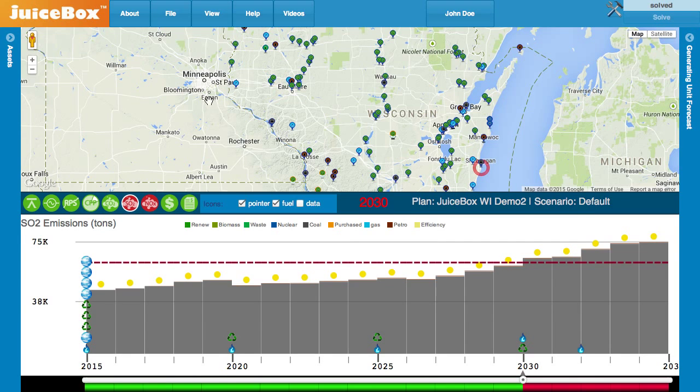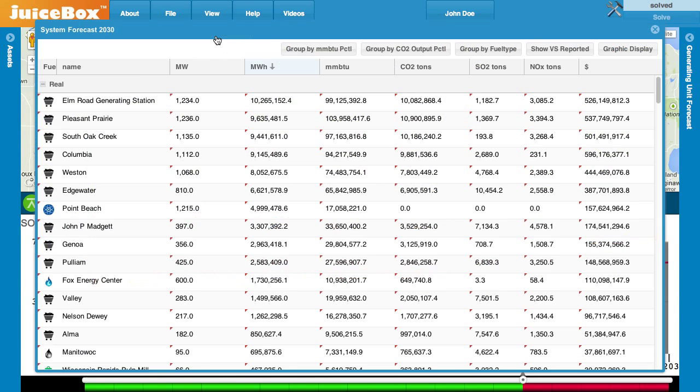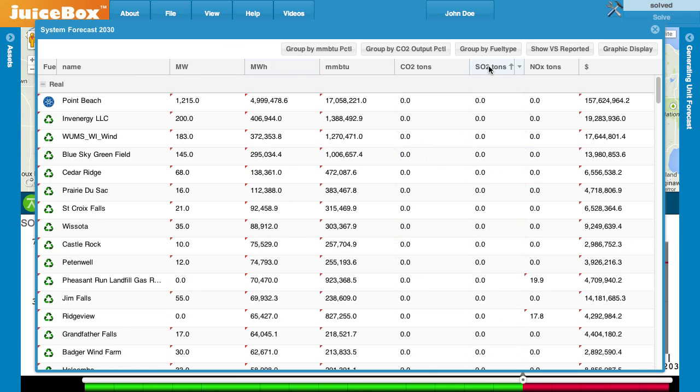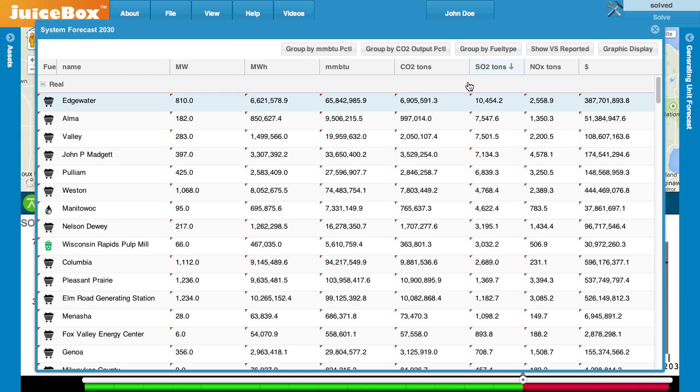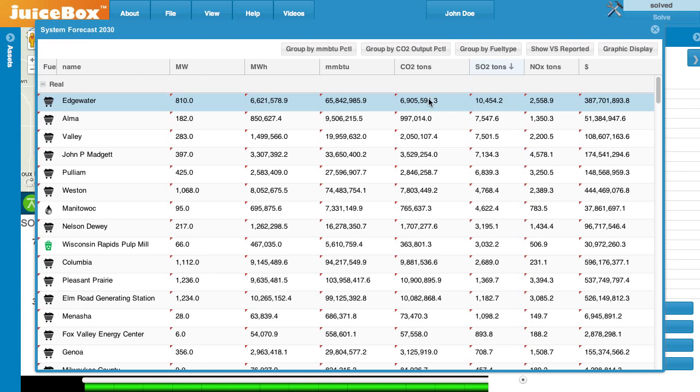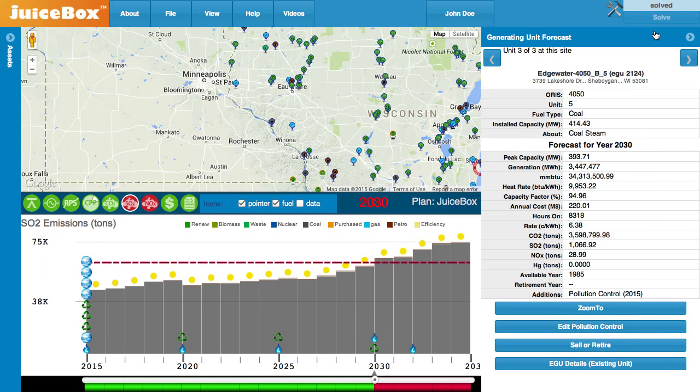I will open a listing of power plant facilities using the System Forecast from the View menu. I can sort these results by clicking on column headers. Clicking the SO2 header orders the results by the highest emitting plants. The facility I select will open in the Generating Unit Forecast panel. Facilities often have more than one generating unit.